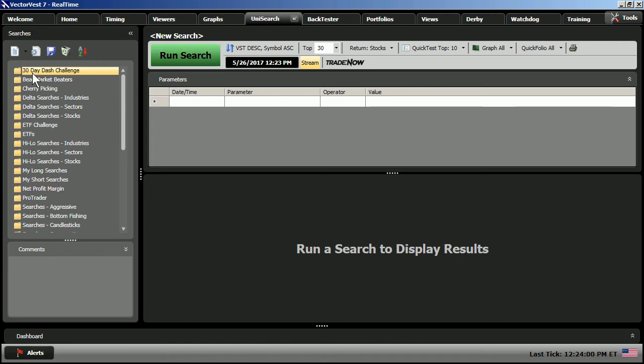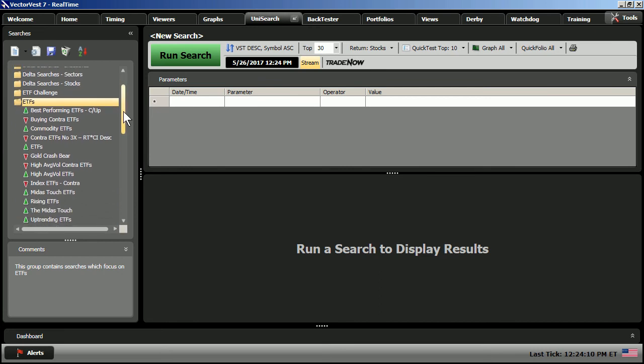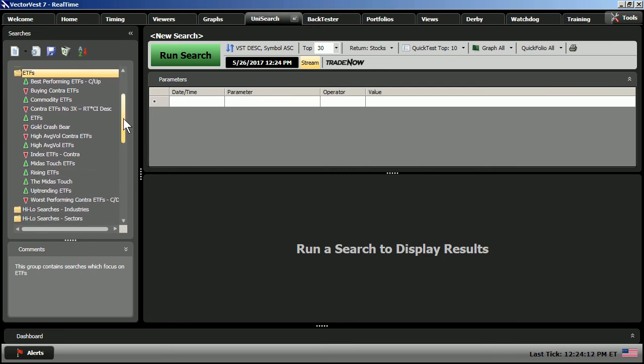If you look to the left, we have all of our search folders. One of the folders that we have here specifically is designed for ETFs. If I click that folder, there are different searches designed to help you to find all the types of ETFs you want. Best performing ETFs in a confirmed up call. We have buying contra ETFs. So you can denote which one of these ETF searches are bullish or bearish by the green up arrow for the bullish searches and the red down arrow for the bearish searches.